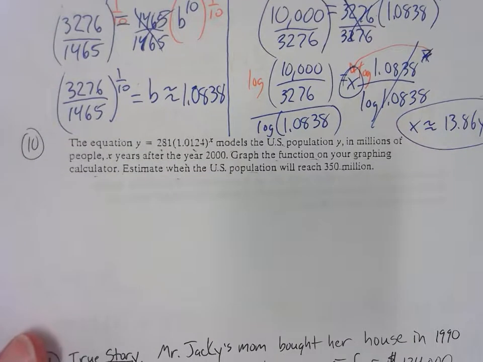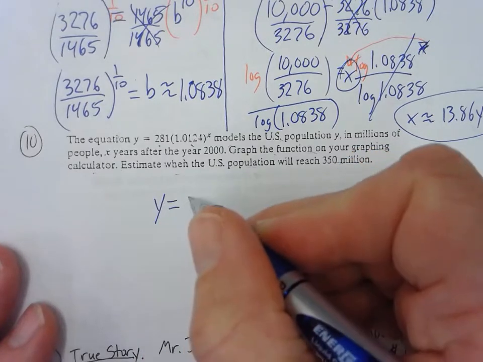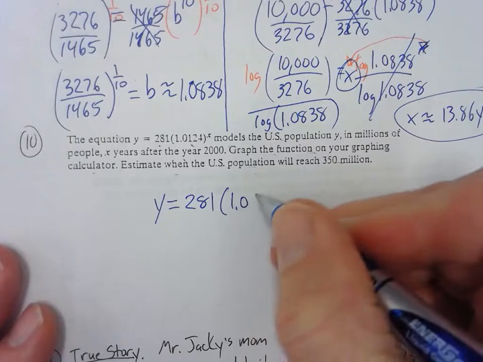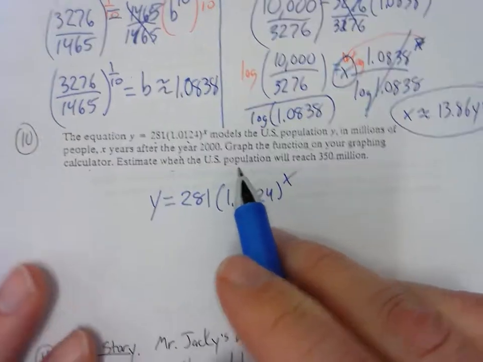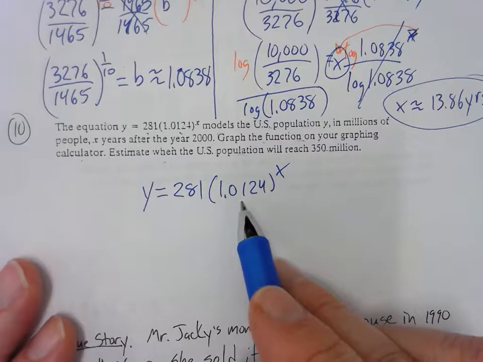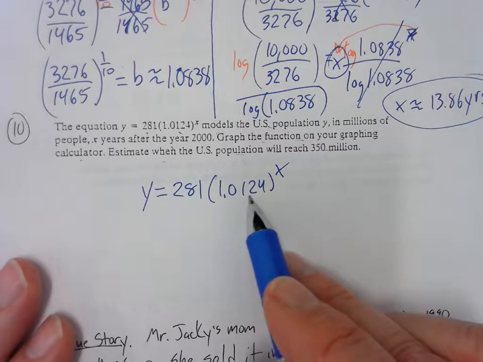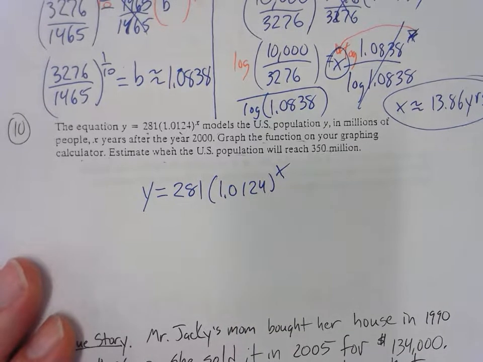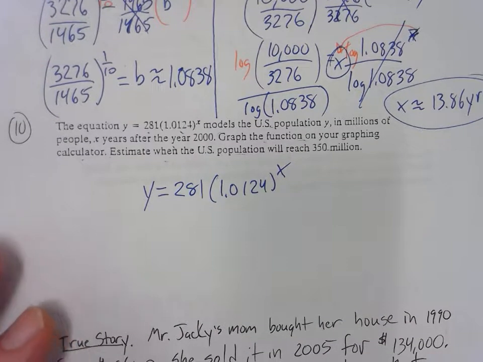Number 10. They give you the model right here. Y is equal to 281 times 1.0124 to the x power. This is the U.S. population model. So it's only growing 1% and then a little bit more than the 1%. So it's 1.24%. That's how you would read that. So it's growing kind of slow, but 1% more, 1% more, it's still growing at a pretty good rate here.